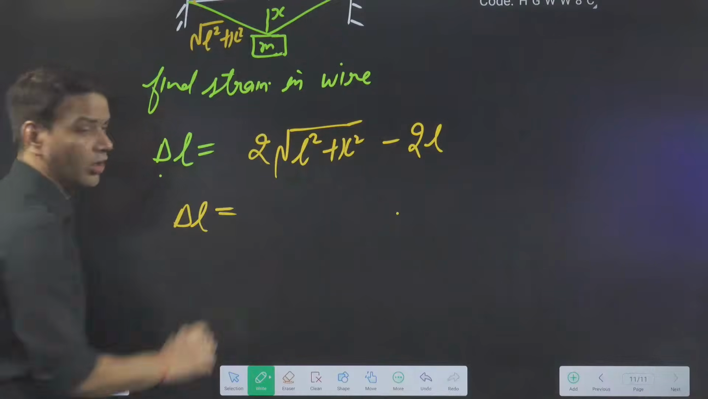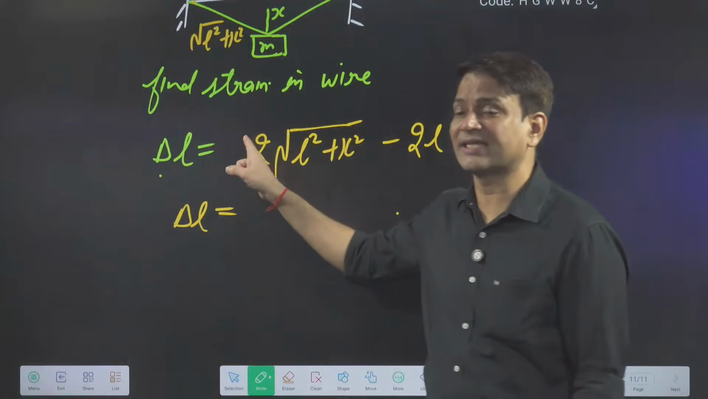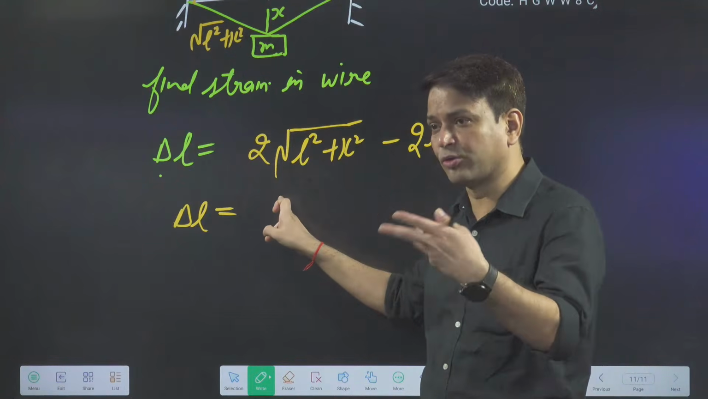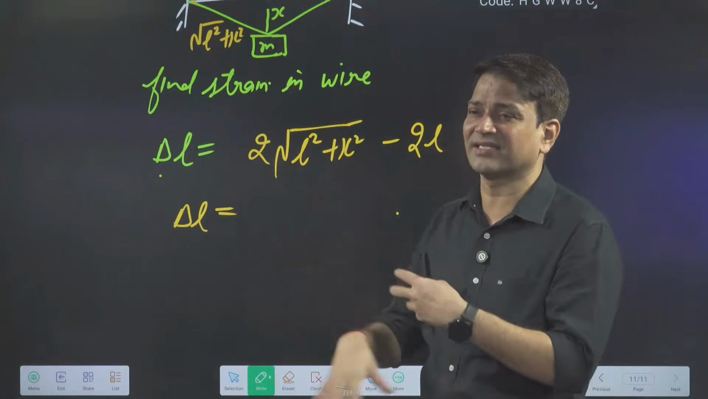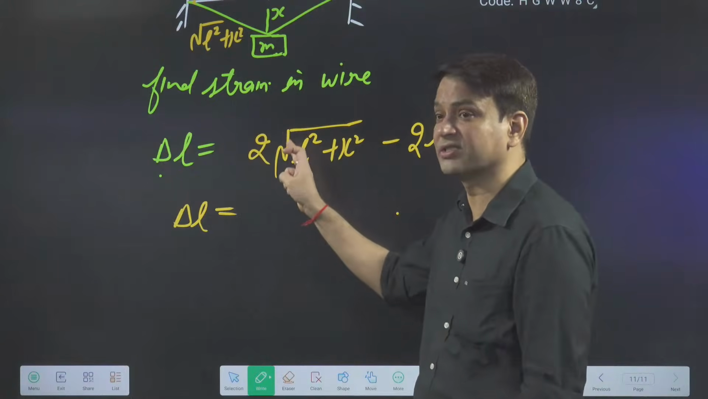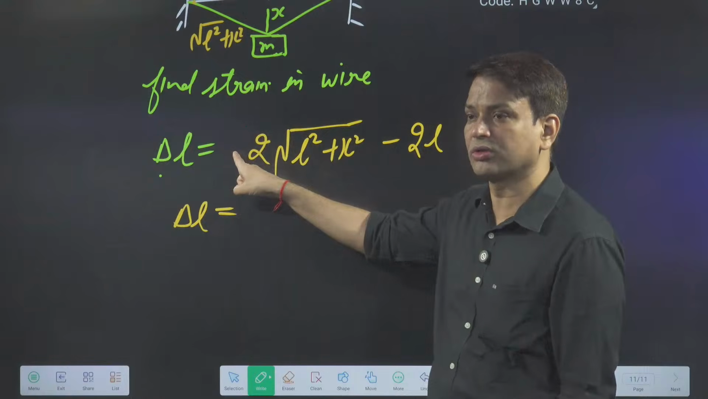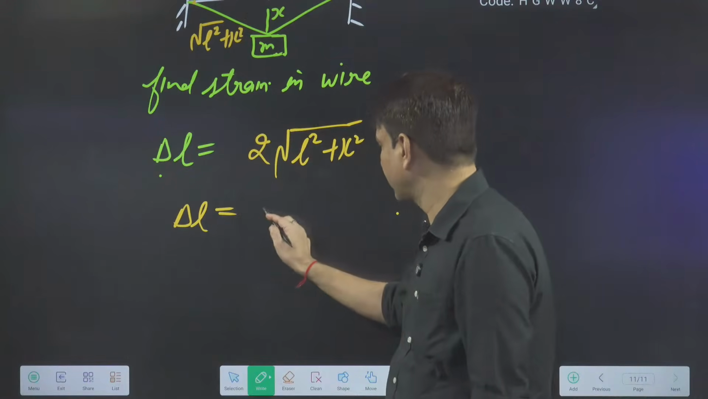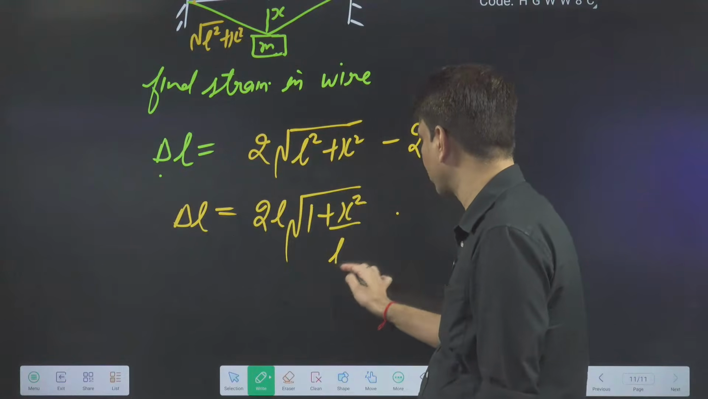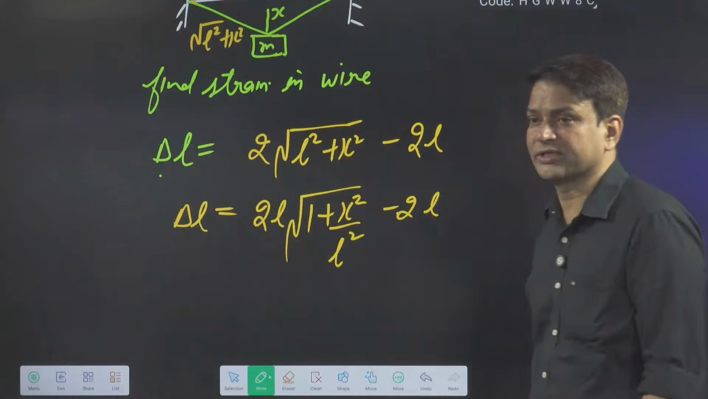Now delta L, I can say what? Here L square plus X square is there, and X is very small in comparison to L. I want to go to the binomial, because this condition will come, X is less than L, and here the root is there. If I take L square common from here, then what will come out of the root? L. So then 2L under root of 1 plus X square by L square. I took L square common, but out of the root L will come, minus 2L. Up to this everybody got it.